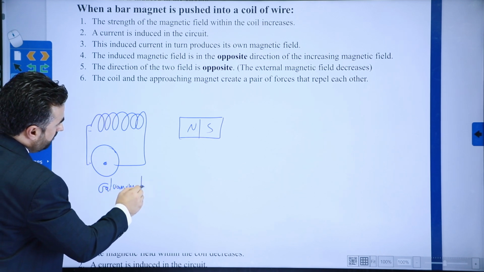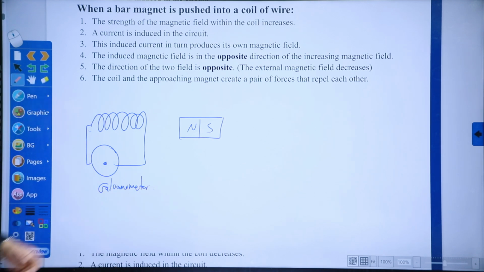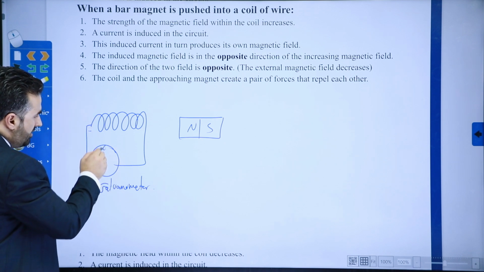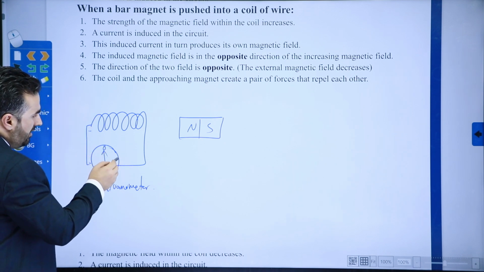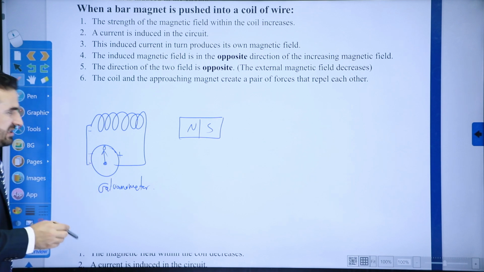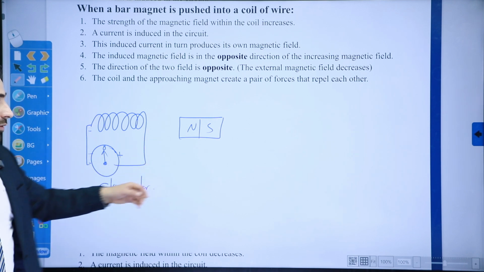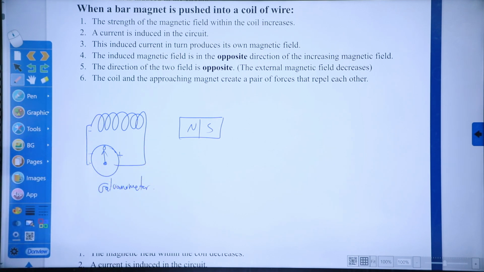Here's a galvanometer, and of course this is the zero indicator. You can say 0. This side, let's say, is positive, the other side is negative. So what happens exactly when we bring a magnet closer to the coil here?